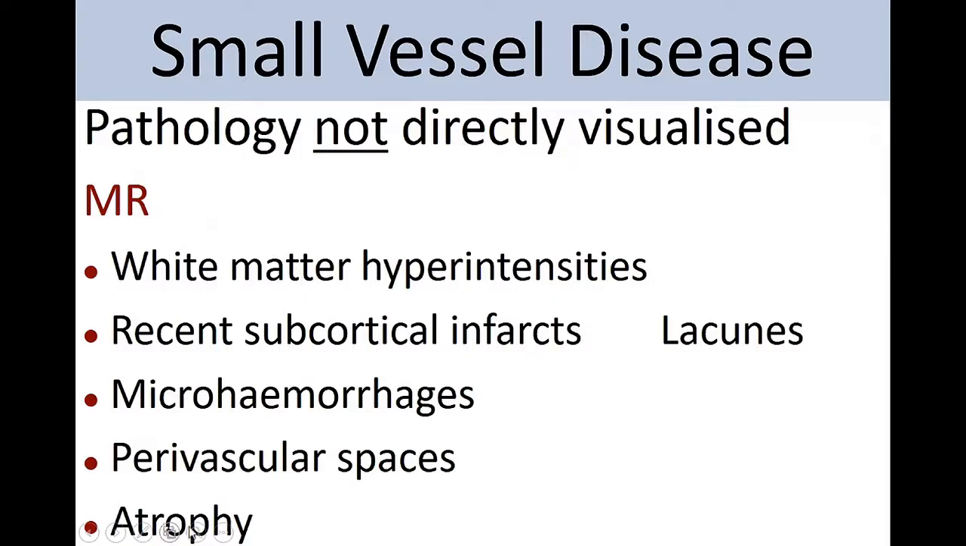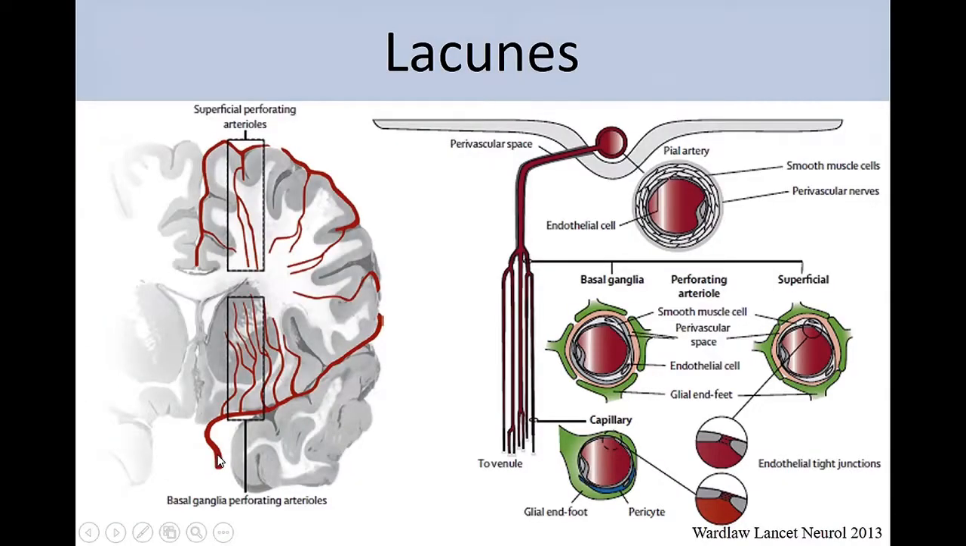And these are the 5 points: white matter hyperintensity, that was the focus, but also recent subcortical infarcts or lacunes. Then microhemorrhage is the topic of today, but there is an association with perivascular spaces and volume loss or atrophy. And just to remind you that the pathology and the distribution of pathology can be explained by the different characteristics of the vessel walls.